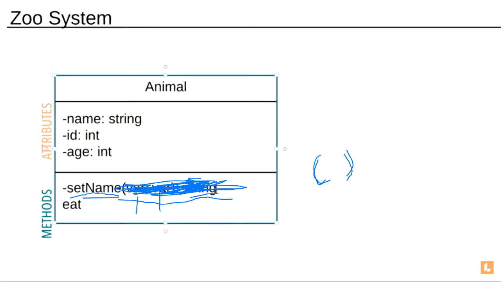Like set name, like eat, and showing the visibility is very important. It has to be there in your diagram. You have to show the visibility, public, private, protected, whatever it is. So this is the basic structure of a class diagram or a class. This is your class name, these are your attributes or properties of the class, and these are the methods or functions of the class. Any doubt?